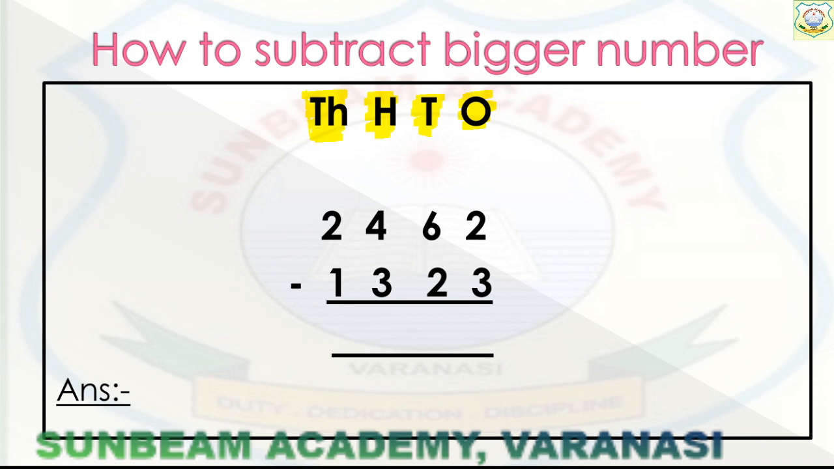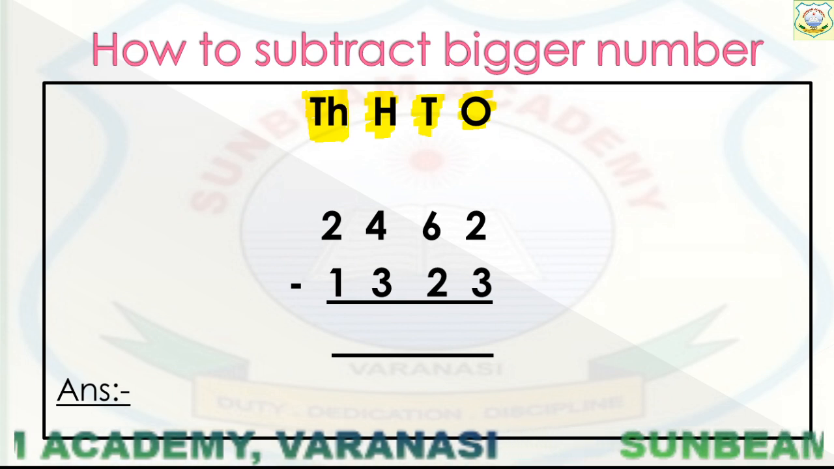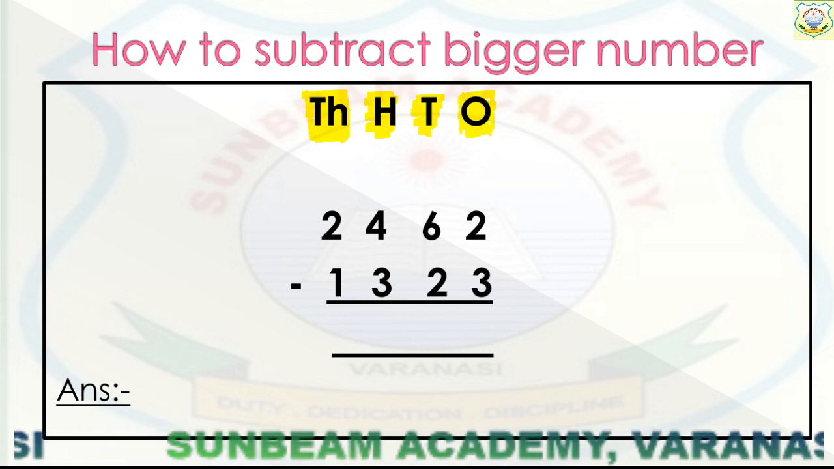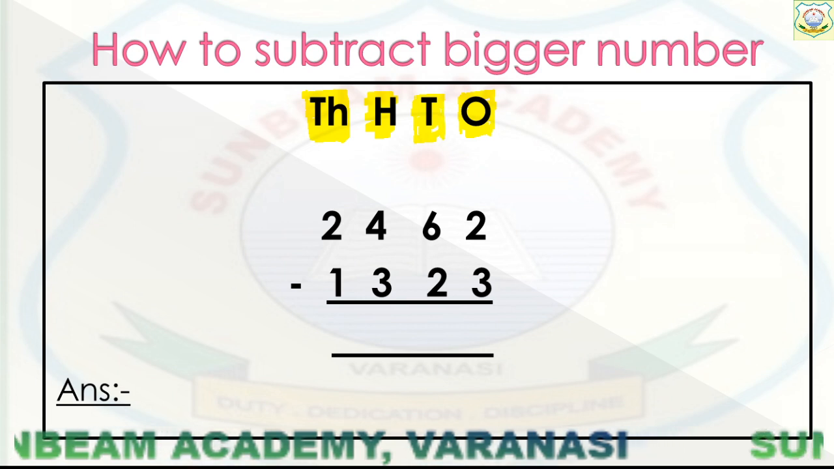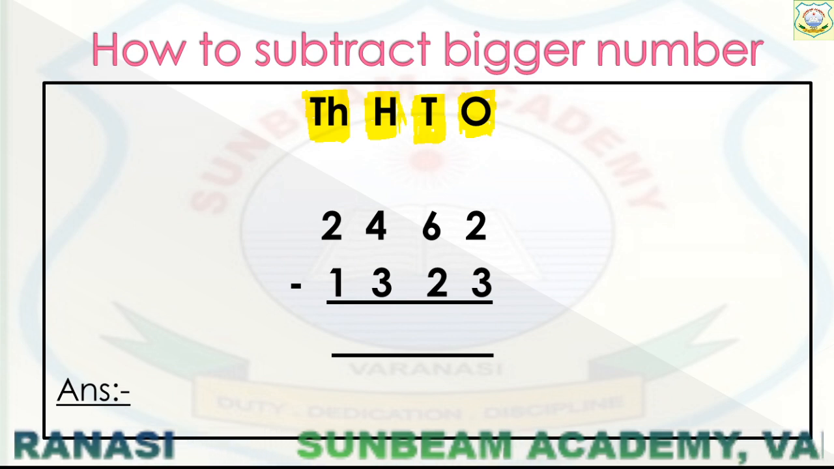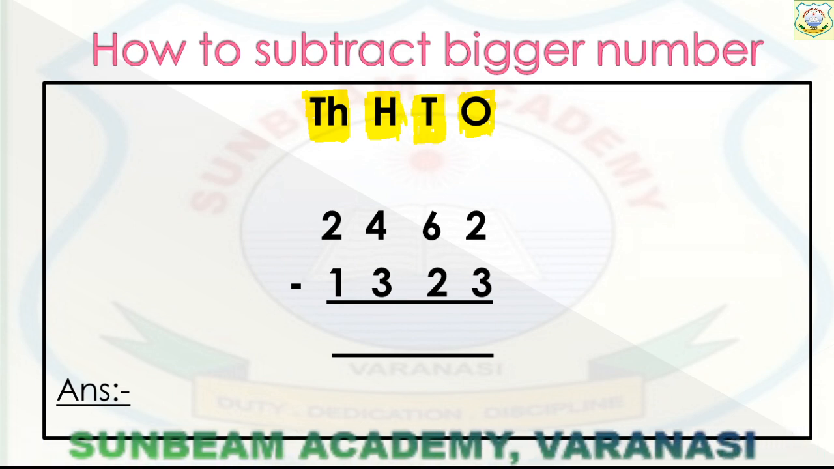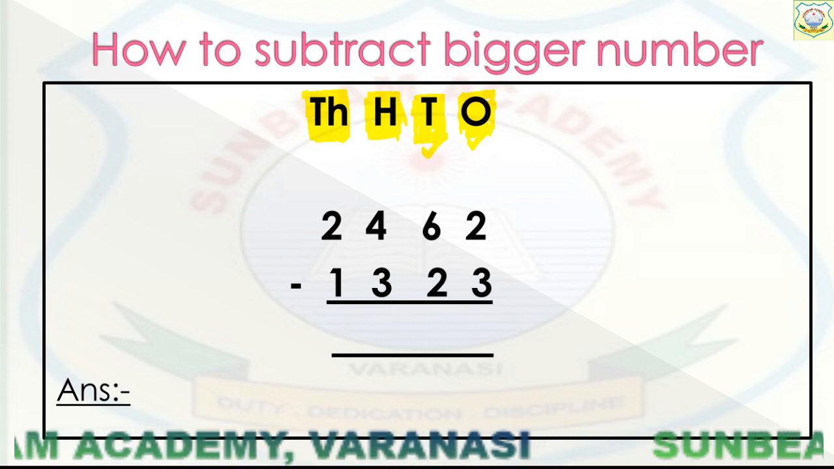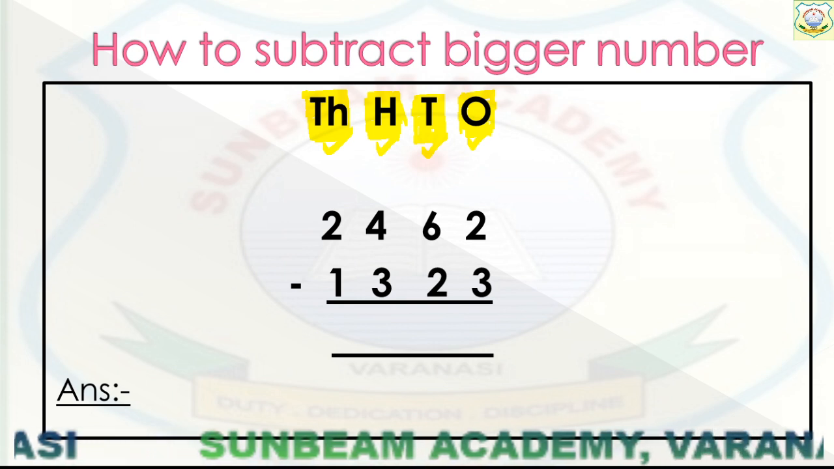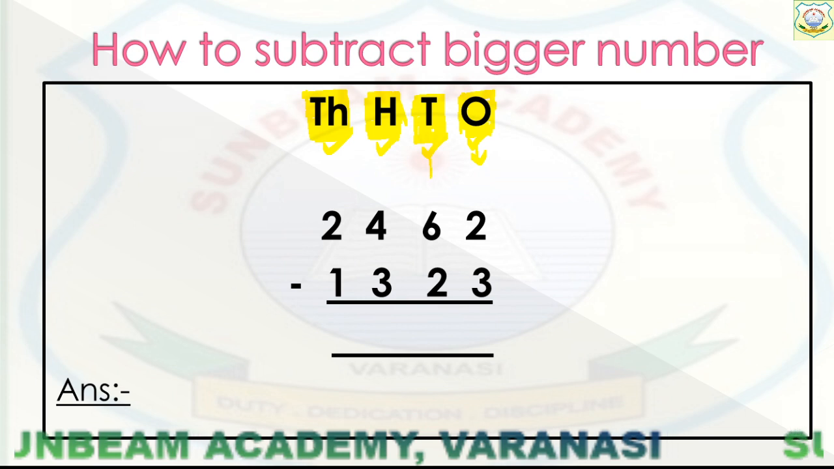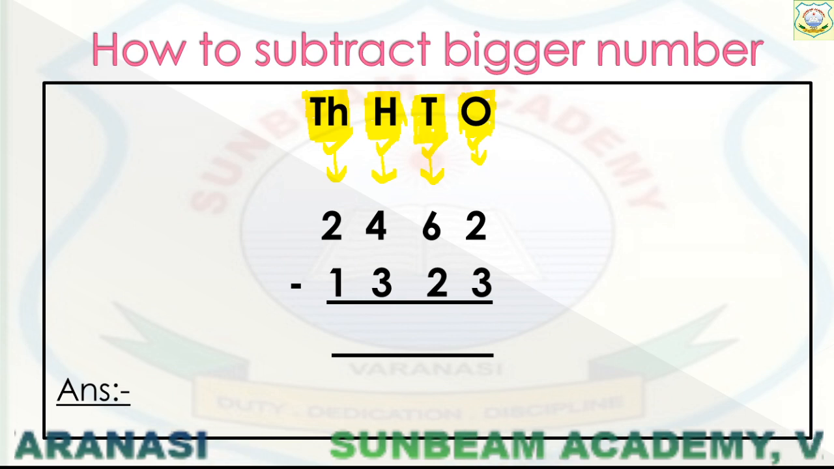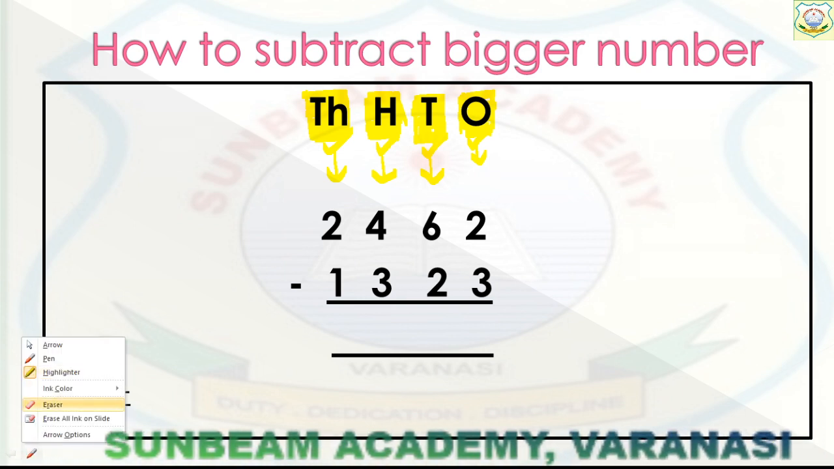So now, what we have to do? We will subtract the ones place first, then we will subtract the tens place, and then we will subtract the 100 place, and then we will proceed to the 1000 place. So always we have to start from the ones place. So don't get confused, right? So let's start. Let me erase this first.